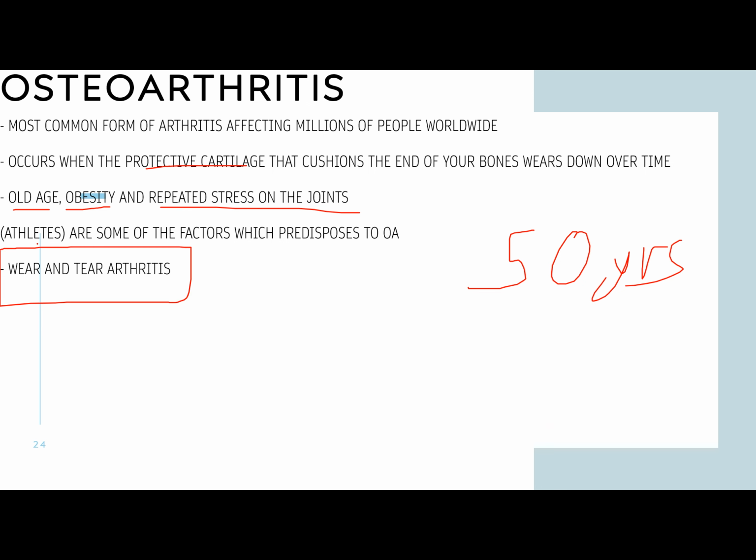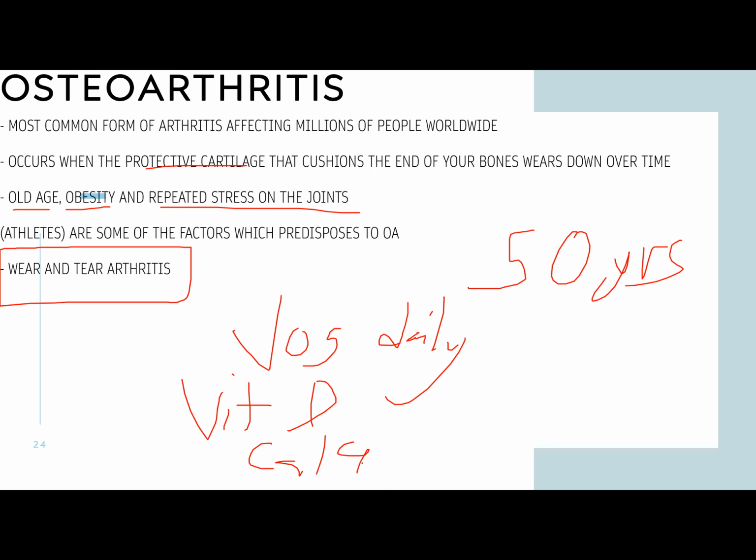So if you're the type of athlete or a person, class, that would jog every day or daily, you could develop this in the future. That's why you need to have a balanced diet of vitamin D and calcium.